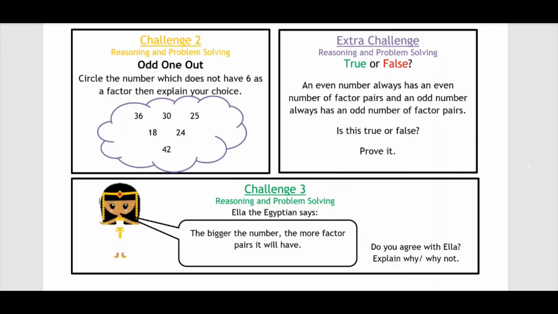And then finally, your extra challenge, true or false. An even number always has an even number of factor pairs, and an odd number always has an odd number of factor pairs. Is this true or false? Prove it.